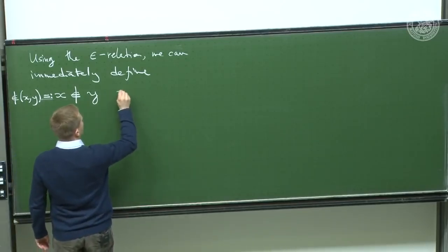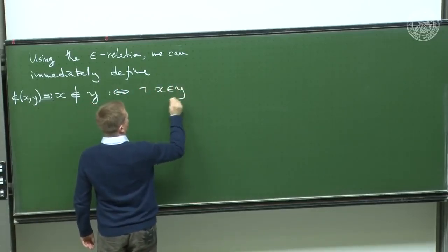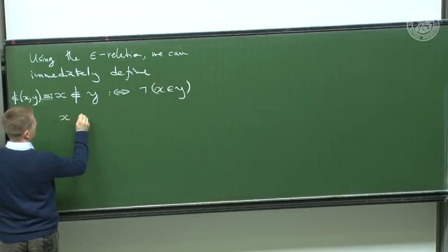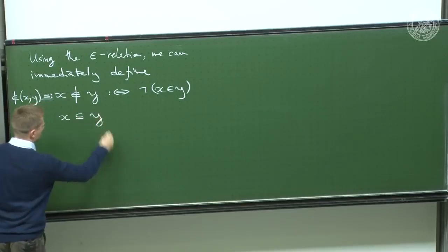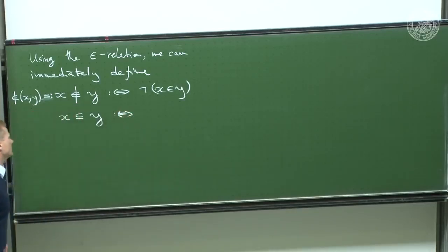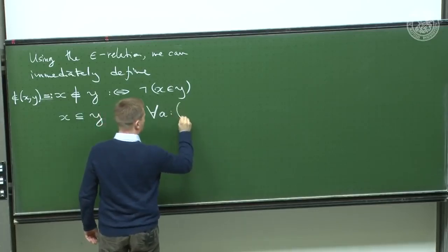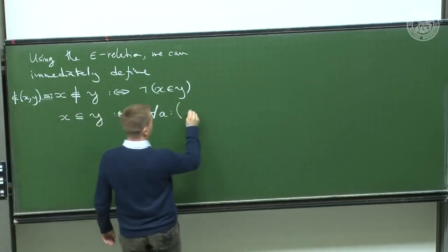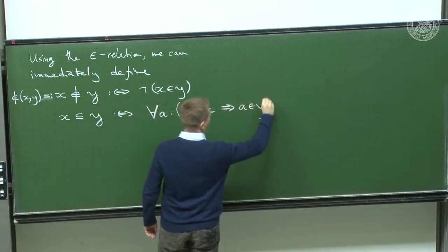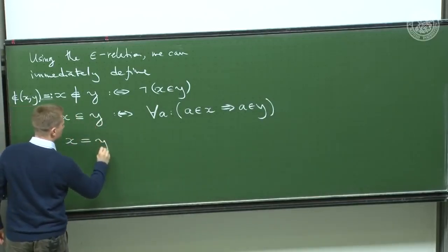Once we have this, we define this to be equivalent to not X in Y. And we define a subset relation, written like this, which is defined to be the case if for all A, it is true that A in X implies A in Y.